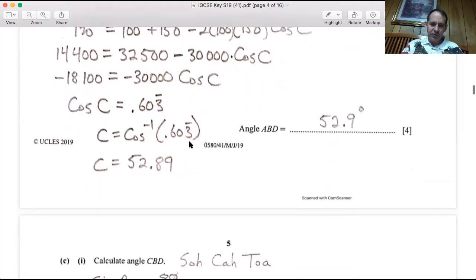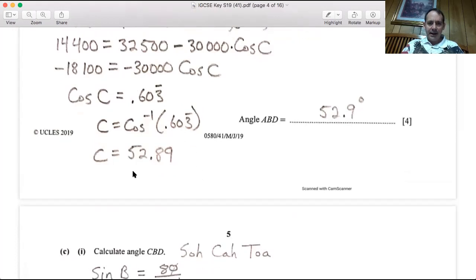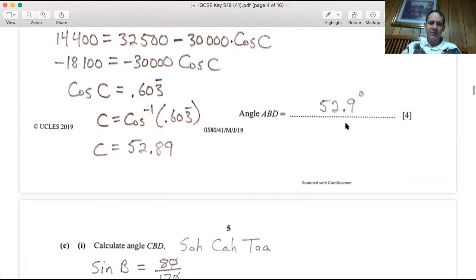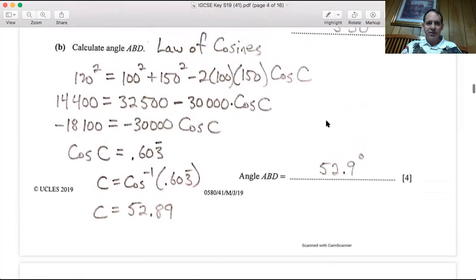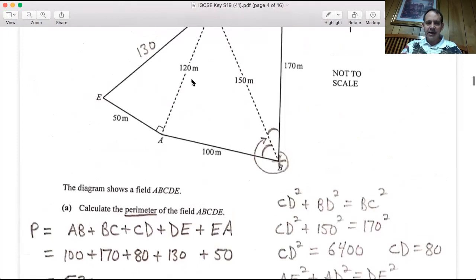Then inverse cosine the 0.603. And remember to set your calculator to degrees. And you get 52.9 degrees. Remember, Cambridge with degrees is only one decimal point. So 52.9 degrees.